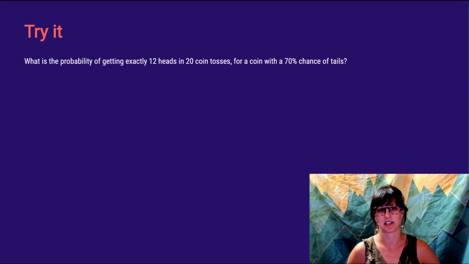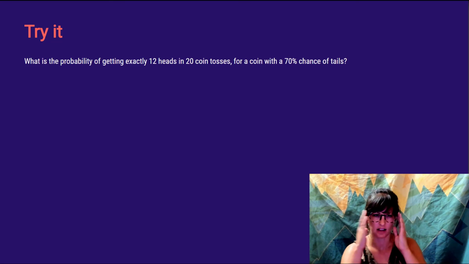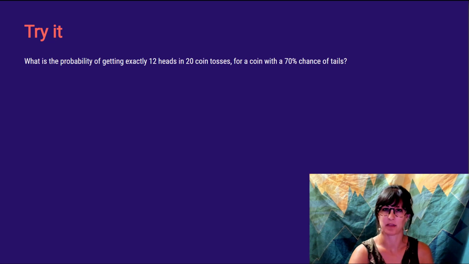So try this out: the chances of exactly 12 heads in 20 coin tosses, and now we've got an unfair coin that tends to land tails a little more often. Give it a try. All right, I hope that was straightforward. I hope this is getting a little smoother for you.